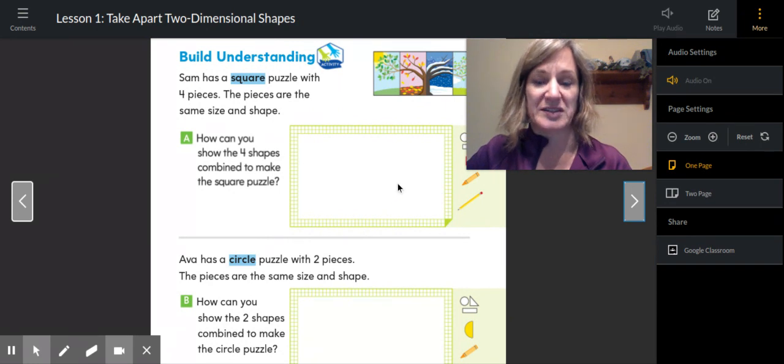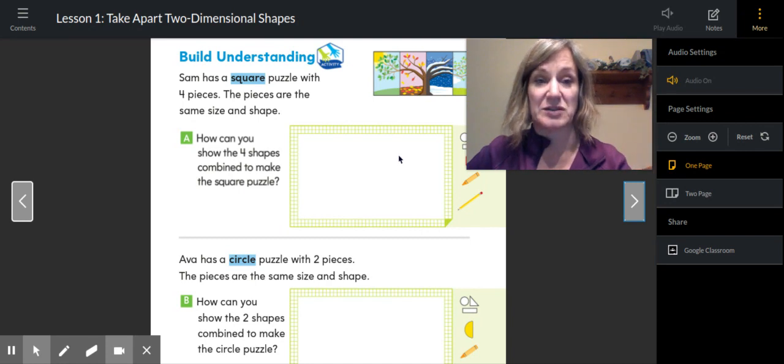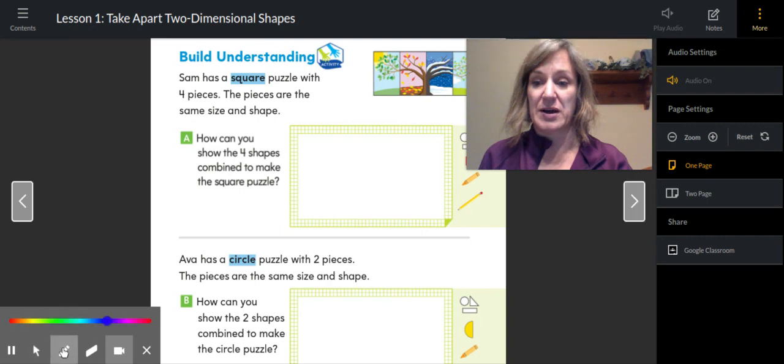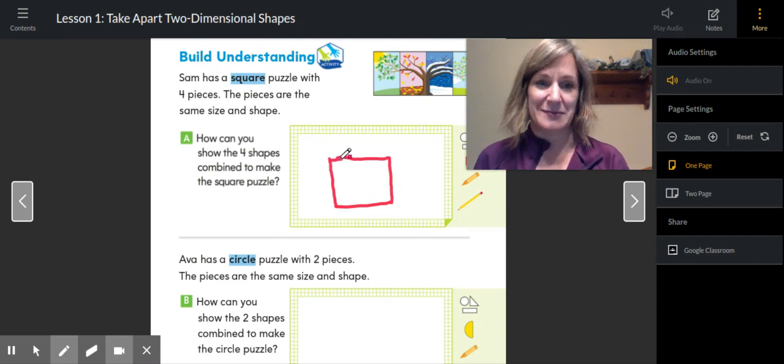Sam has a square puzzle with 4 pieces. The pieces are the same size. So let's visualize that. Remember, with math, we have to get a picture in our head. So let's picture Sam. He's got a puzzle in his hands, and his puzzle is square. Okay, so let's go ahead and draw that square puzzle. Let's make it red. So here is, and again, yours will be neater than mine because these pens are not easy to use with my finger on the mouse pad. All right, so there's my square puzzle.